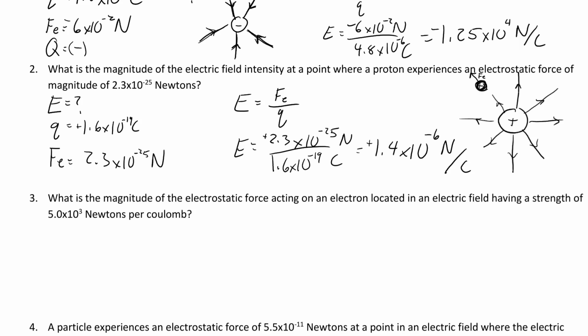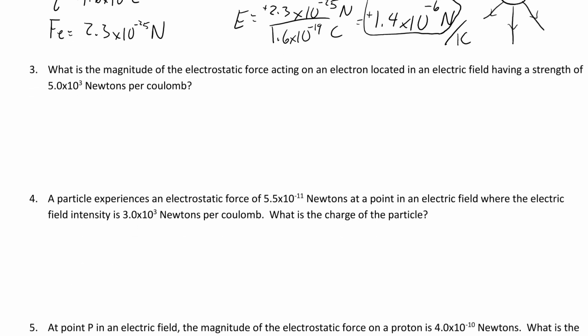At this position in the field, the strength is 1.4 times 10 to the negative 6 newtons for every 1 coulomb of charge that you place there. All right, that's what that means. How strong is the field at that point?